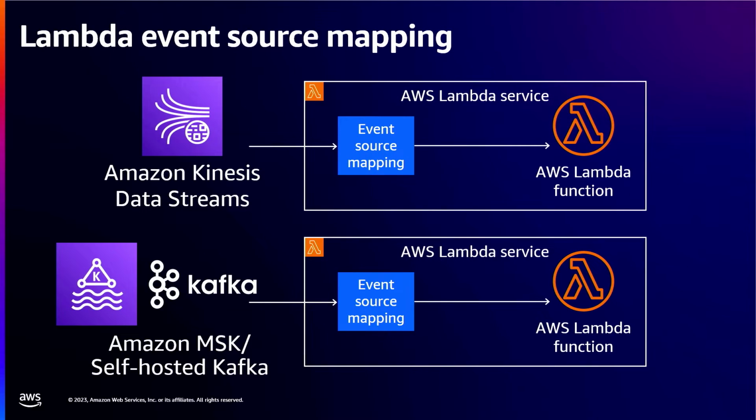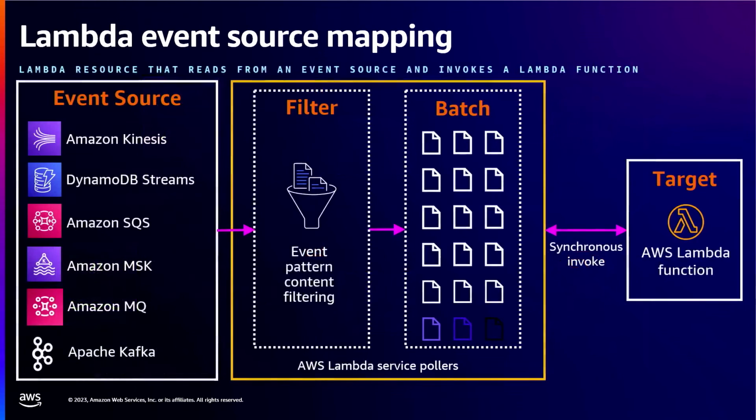So next I want to cover the Lambda event source mapping and how that works for both Kinesis and Kafka. The Lambda event source mapping is a poller resource that reads items from a source. It can be Kafka and Kinesis, but it can also be DynamoDB streams, SQS, or Amazon MQ. Basically, the pollers pull messages from these sources, can optionally filter them, batch them, and then send them to your Lambda function for processing.